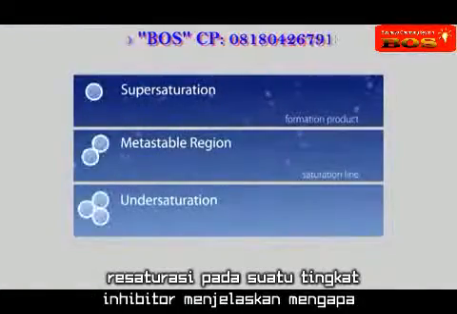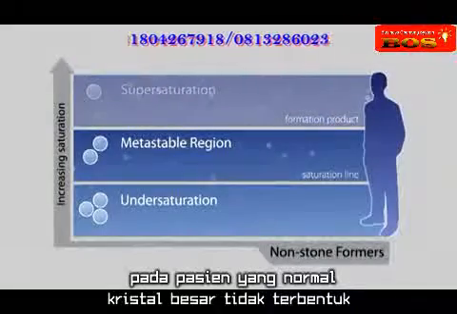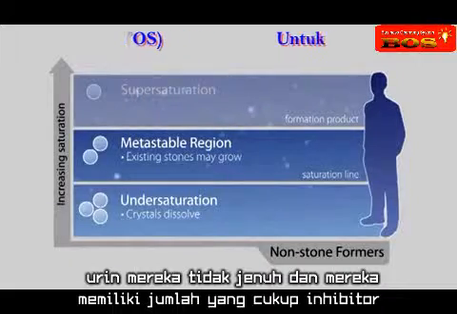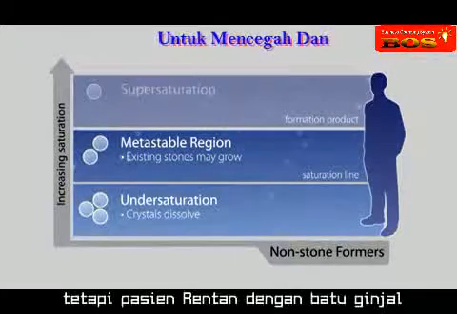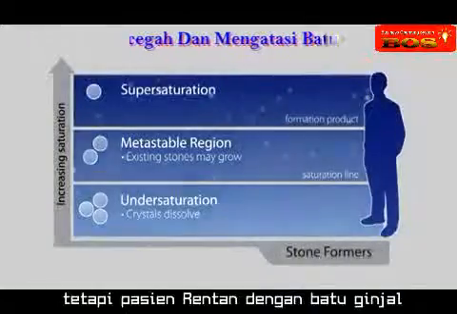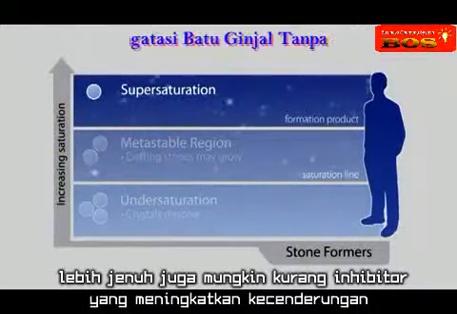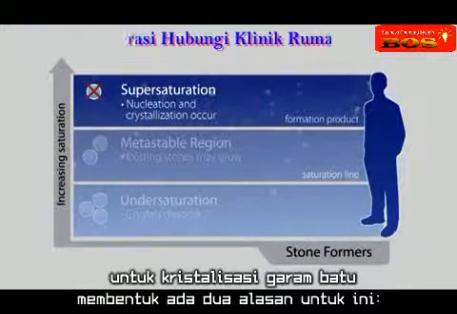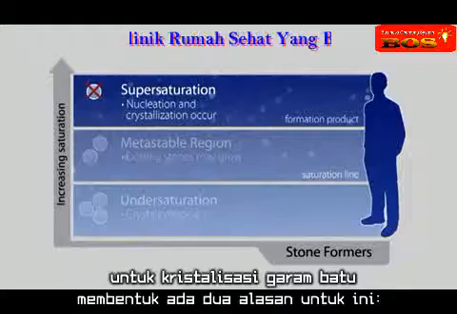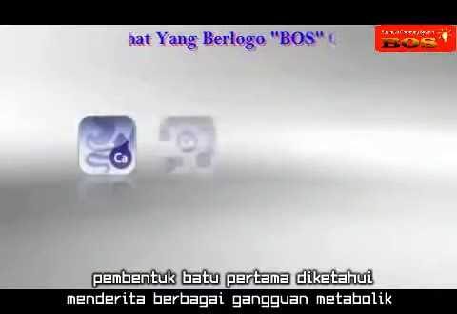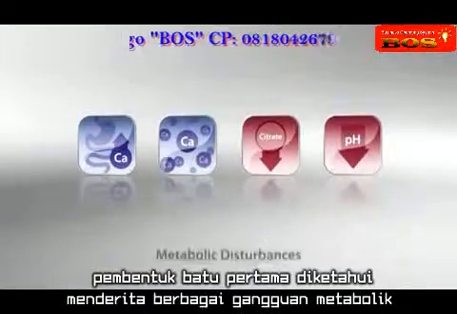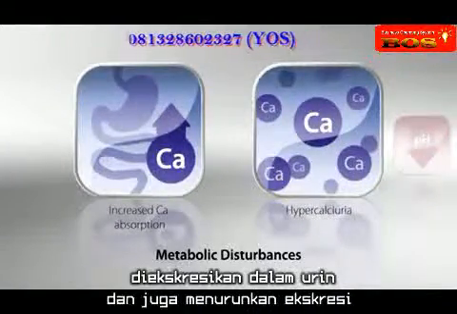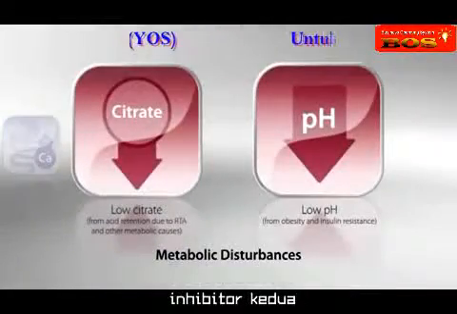Urine saturation and inhibitor levels explain why, in normal patients, large crystals are not formed. Their urine is not as saturated, and they have sufficient quantities of inhibitors present. But the urine of patients with kidney stones is more saturated. It may also lack inhibitors that increase the propensity for crystallization of stone-forming salts. There are 2 reasons for this. First, stone formers are known to suffer from a variety of metabolic disturbances that increase the amount of stone-forming substances excreted in the urine and also decrease the excretion of inhibitors.